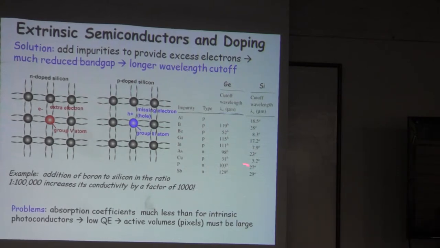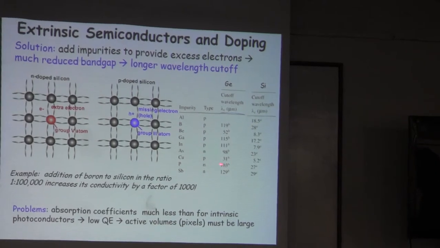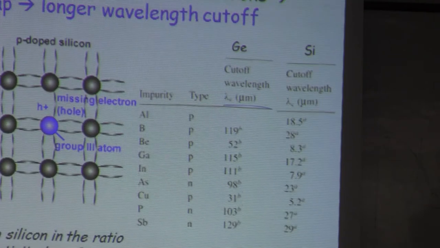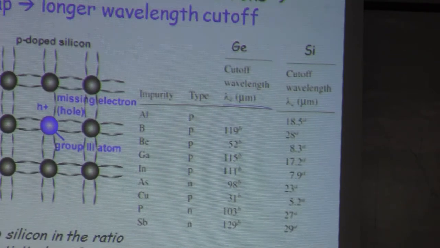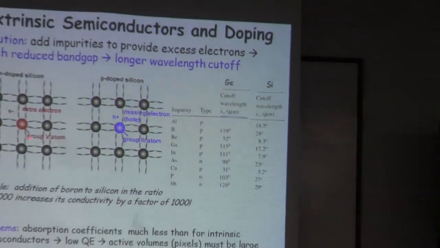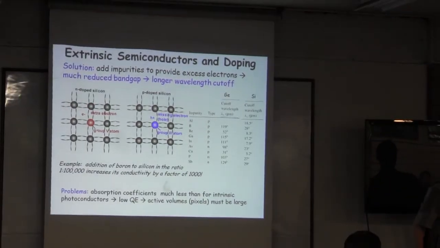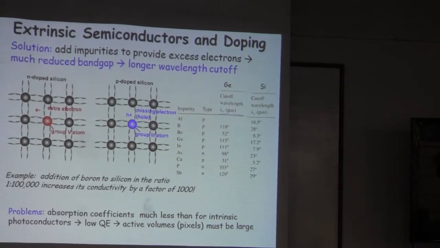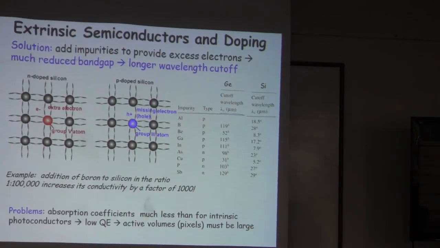Okay? And you can move that even further. If you use germanium and put in phosphor or whatever, then you can get to more than 100 micrometers in wavelength. And you don't need many of those. Only every, let's say, 100,000 atoms of your silicon lattice has to be replaced by a different species. Okay? And let's not worry about the problems here.